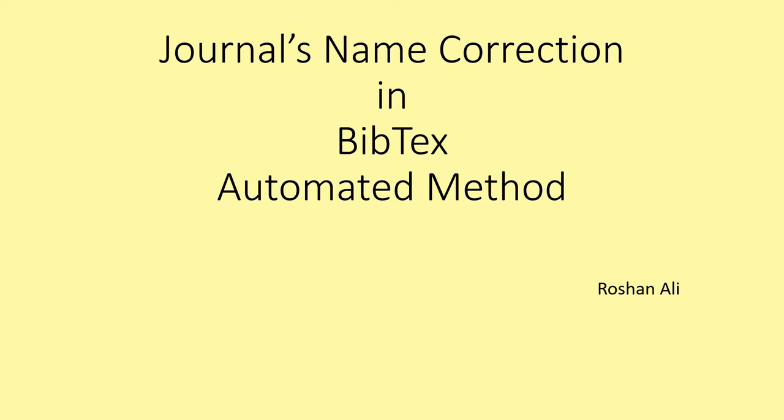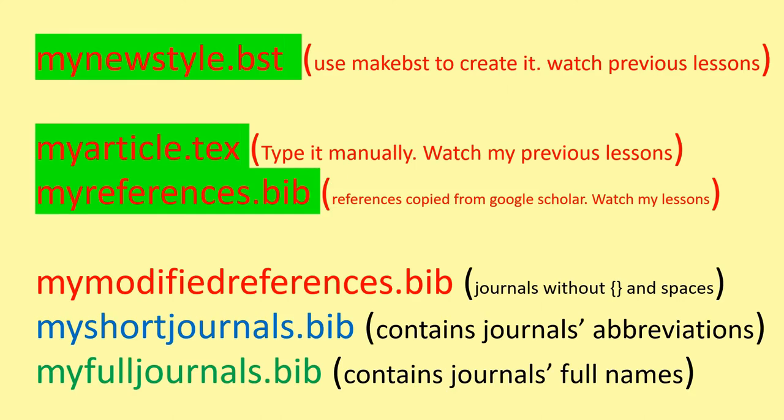You must have been waiting for what automated solution I'm going to tell you about the creation of the three files that you will need for making your journal names short or abbreviated in BibTeX. On the screen, now you are seeing six file names. The first three files are my new style.bst, my article.tex, and my references.bib. In this video, it is supposed that you already prepared these three files and you have opened them.